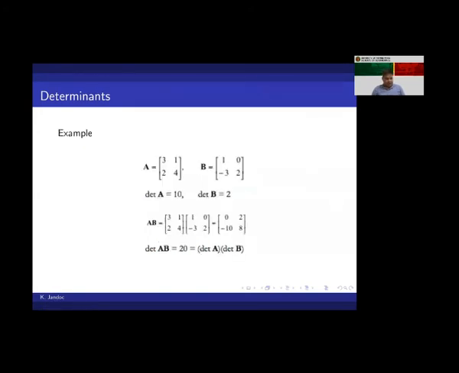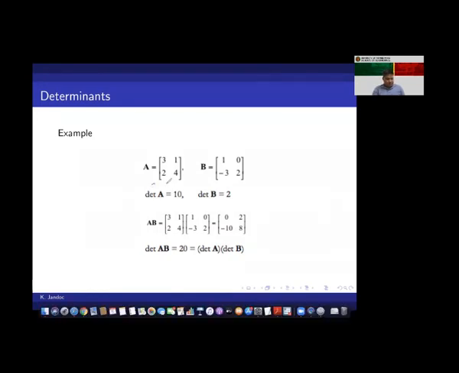Okay. Now, suppose we have two matrices A and B. Okay. So A is this one, matrix 3, 1, 2, 4, and B is the 2 by 2 matrix with entries 1, 0, negative 3, 2.